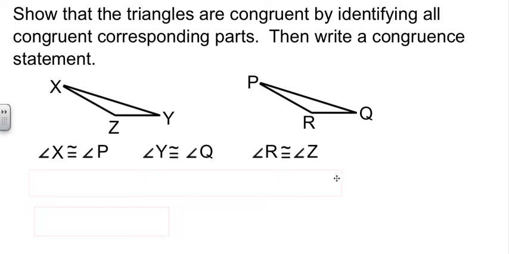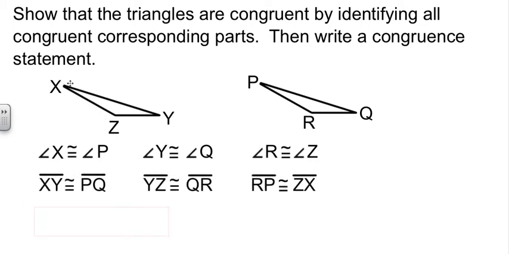What about sides? We can say that side XY matches side PQ. Side YZ matches side QR. And side RP matches up with side ZX. When they ask you to identify the congruent corresponding parts, that's what they're talking about doing. You're going to have 6 pieces when we're talking triangles: 3 angle statements and 3 segment statements. And then they want us to write a congruent statement.